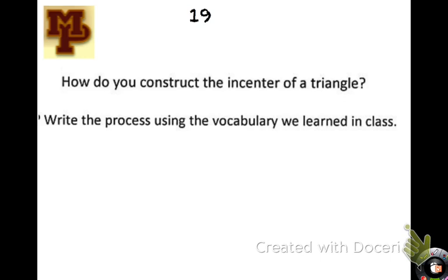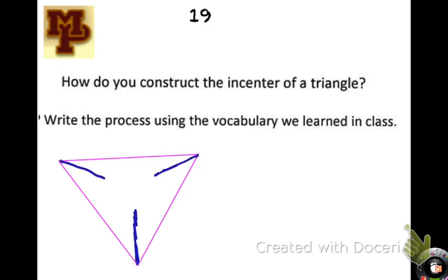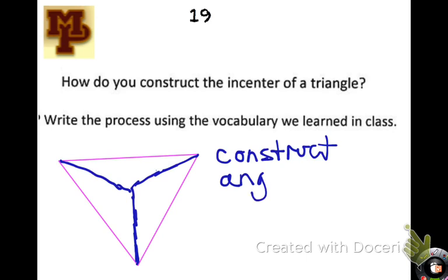How does a person construct the in-center of a triangle? So when you want to do the in-center, let's just say we have a triangle here. If you want to find the in-center, what you do is you have to construct the angle bisectors. So these are the angle bisectors, and they would meet up. So what you'll need to know is that you need to construct angle bisectors for this one.